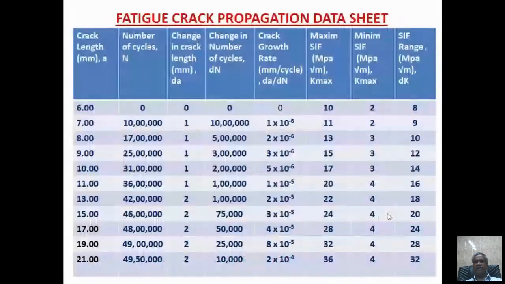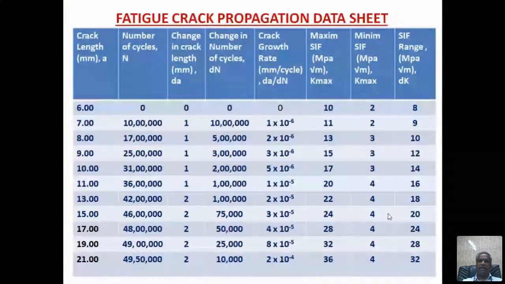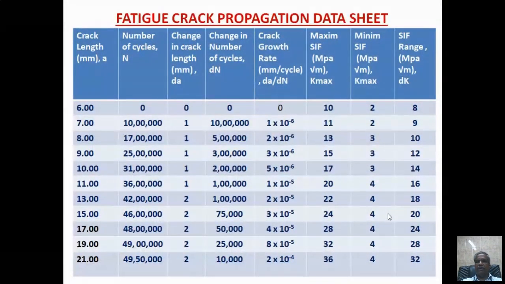So K max is the maximum stress intensity factor. You apply the maximum stress here. To calculate the minimum stress intensity factor, you apply the minimum stress. And then the difference between these two is the stress intensity factor range, that is delta K.